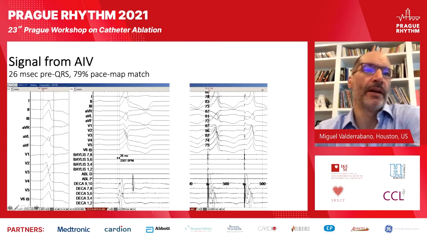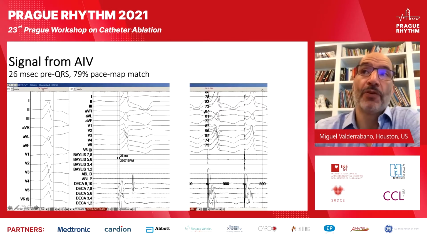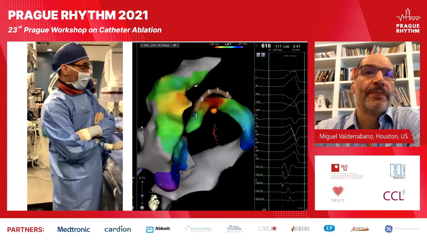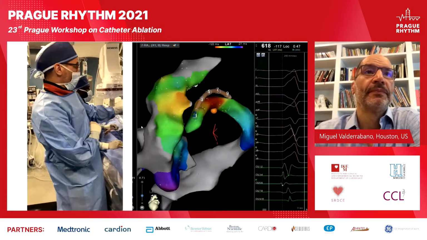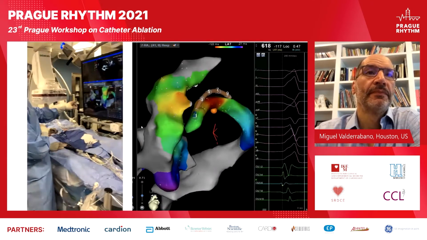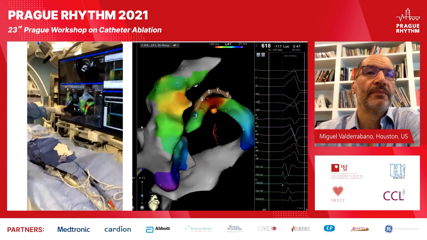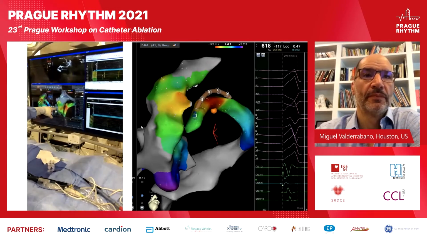We would get a decapolar in the AIV, where we had an earlier signals 26 milliseconds, and the pace map was acceptable, 79%. But before we jump into giving alcohol, we like to complete the map with RV outflow maps. So now we've completed a map of the RV outflow tract, and nothing is as early as in the AIV origin.